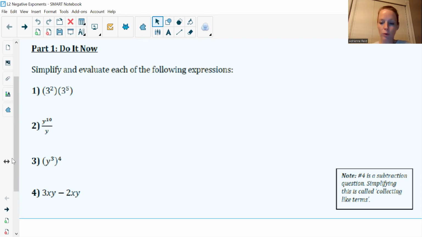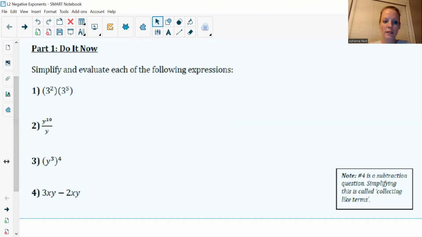So go back and look at your rules, figure out what do you do with the product rule, how do I simplify that, and then plug it into your calculator and evaluate to see what that actually does equal. For the second one, you have y as your base, so you can't evaluate this. All you can do is simplify, and it's our quotient rule. And don't forget that there's a hidden exponent in the denominator of a 1. And then number 3 is power to a power or power of a power. Again, the base is y, so I can't evaluate it, just simplify it.